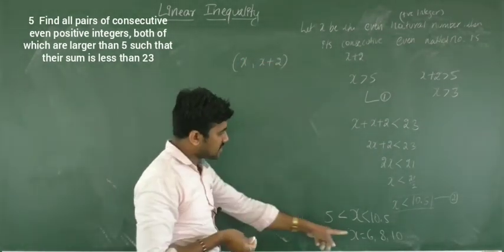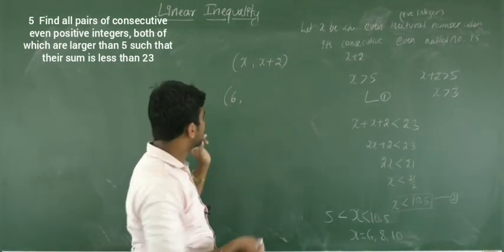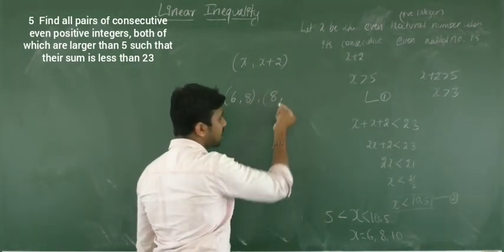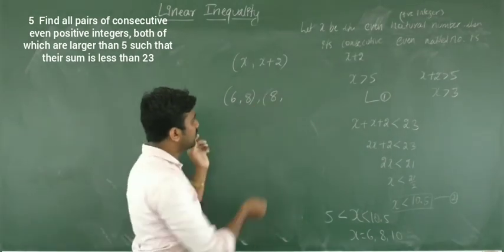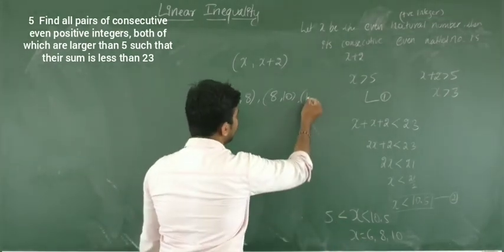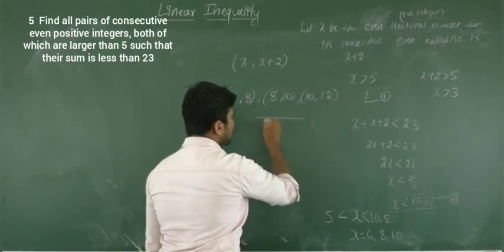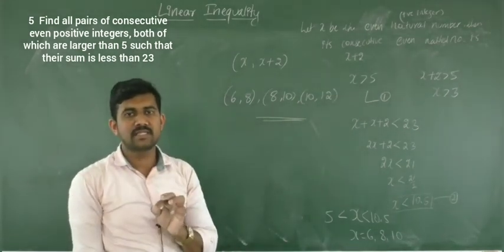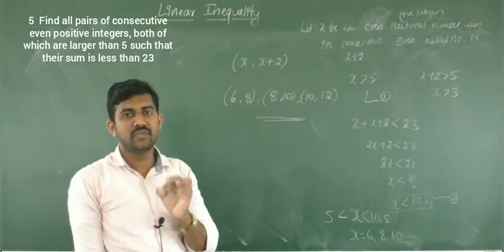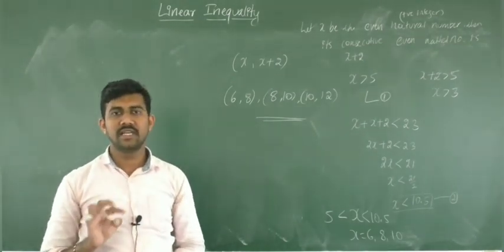Observe here, if you consider x equal to 6, then x plus 2, that is 6 plus 2, is nothing but 8. Similarly, if x is equal to 8, then x plus 2 is 8 plus 2, that is 10. Similarly, the last case, if x is equal to 10, then x plus 2 is 10 plus 2, that is 12. So these are the possible ordered pairs such that the numbers are greater than 5 and their sum is less than 23. Okay, so this is the answer. We'll see the remaining questions in the next class.